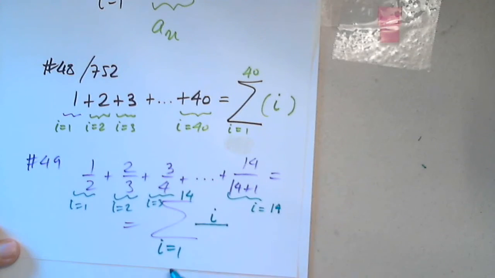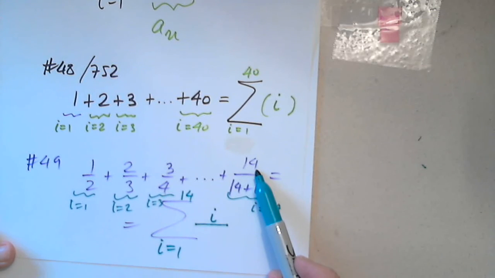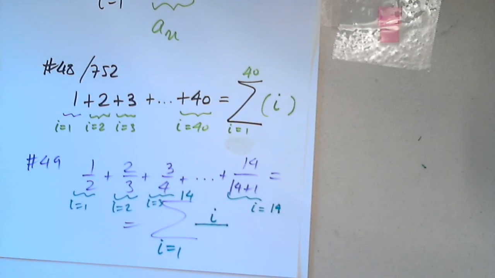Yes. When i is 1, I have 1. When i is 2, I have 2. When i is 3, I have 3. Dot, dot, dot. Finally, when i is 14, I get 14. Excellent. Well done. Now let's look at the denominator.